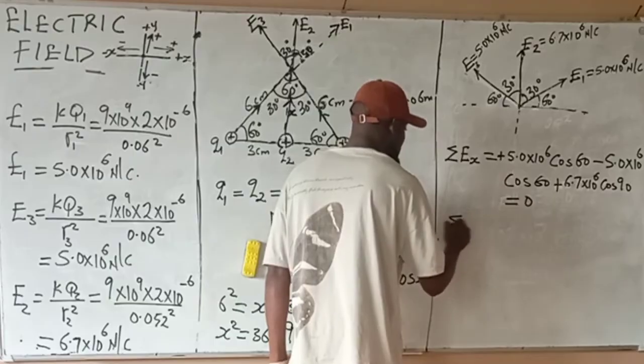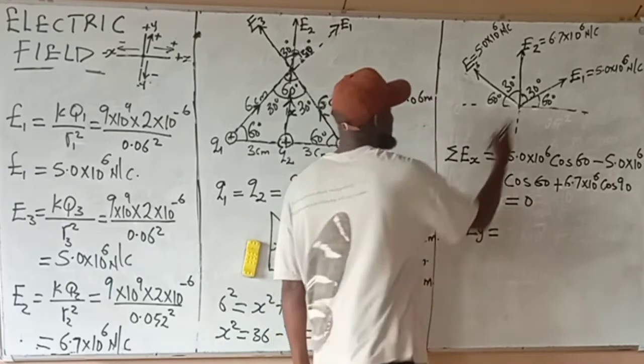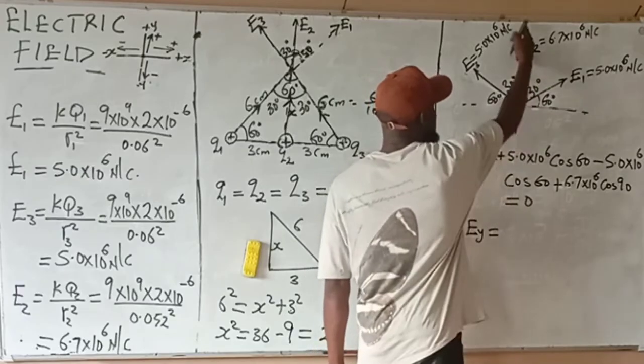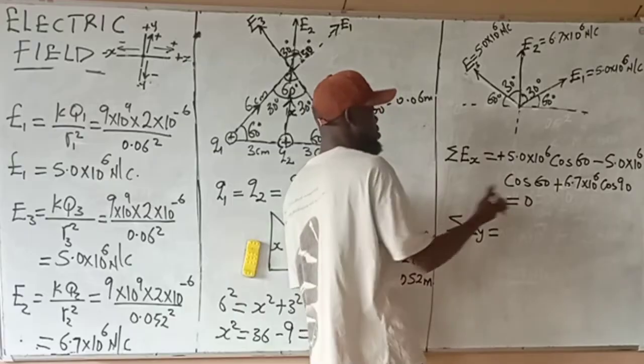Then, what about the sum of all the electric field in the y direction? That will be equal to, no, this one is already truly y to the opposite side. There's no need to multiply anything. Or, you are still free to multiply by sine.